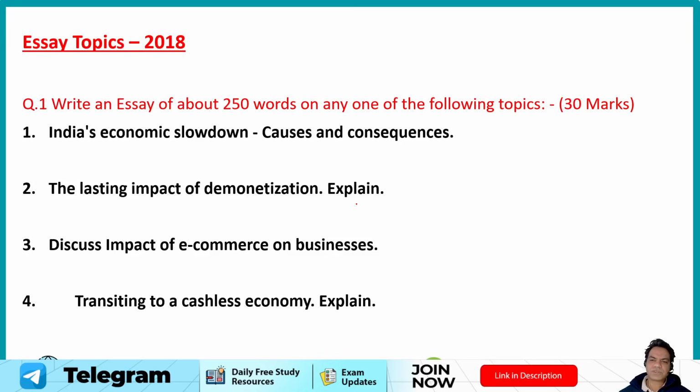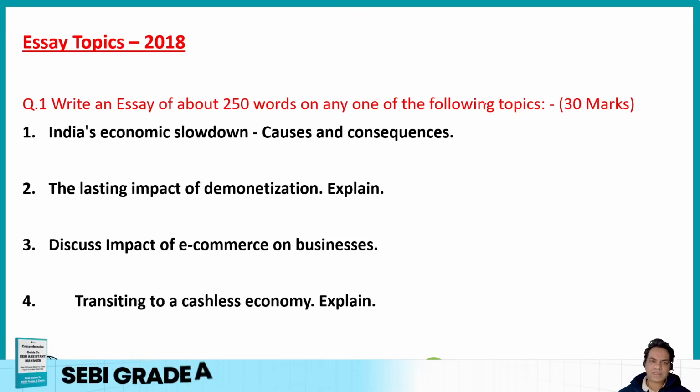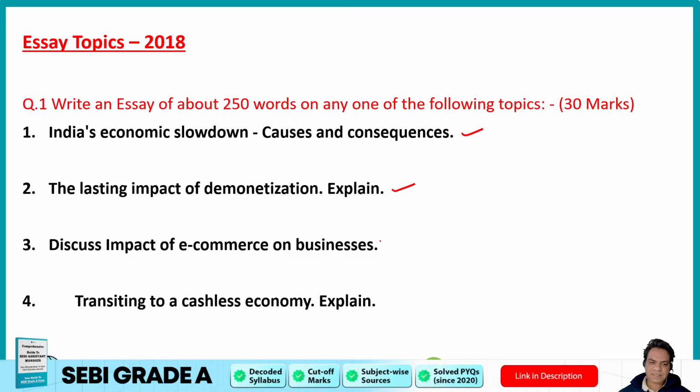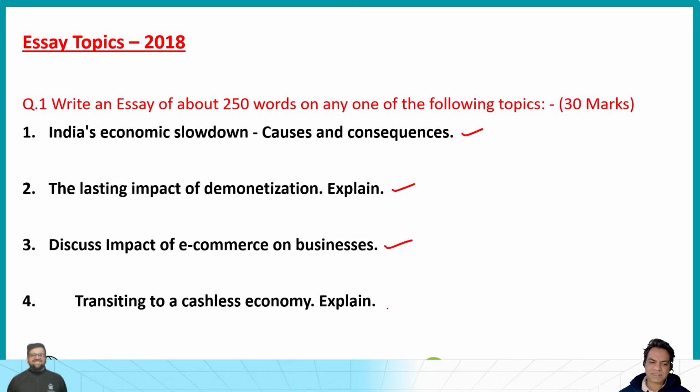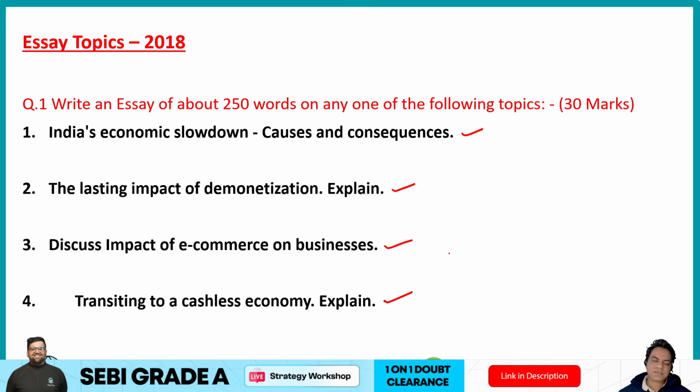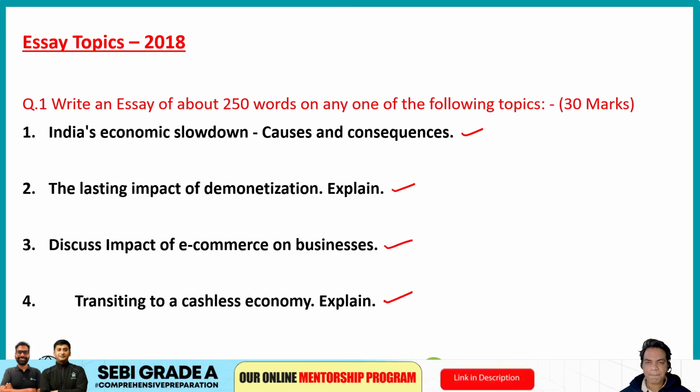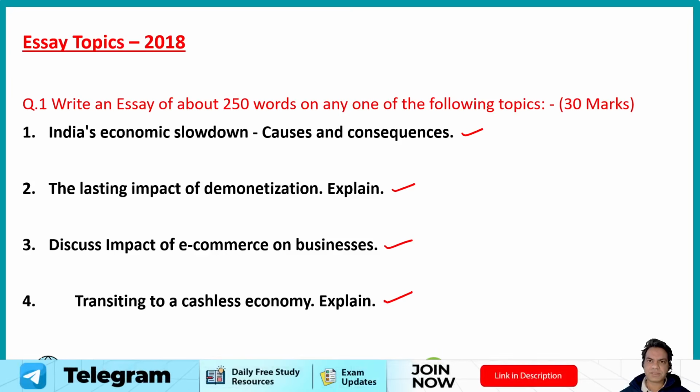Now let's look at the 2018 topics as well. India's economic slowdown, causes and consequences; the lasting impact of demonetization; discuss impact of e-commerce on businesses; and transiting to a cashless economy. So guys, CBDC is again in news this year because people are talking about combining or merging BRICS economies with the UPI. So learn about UPI, CBDC, something that is going on around you, something that is being spoken of in the corridors of the media or in the news arena. So do read up about certain things you should be aware of. So these are the topics.